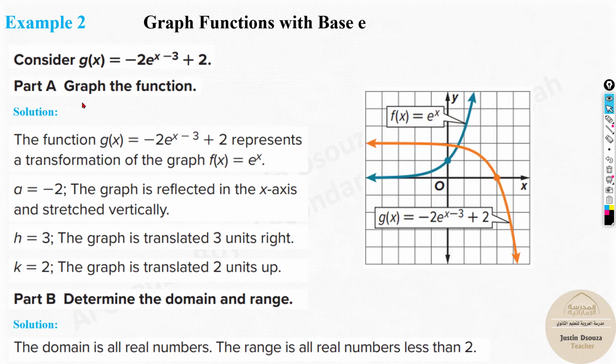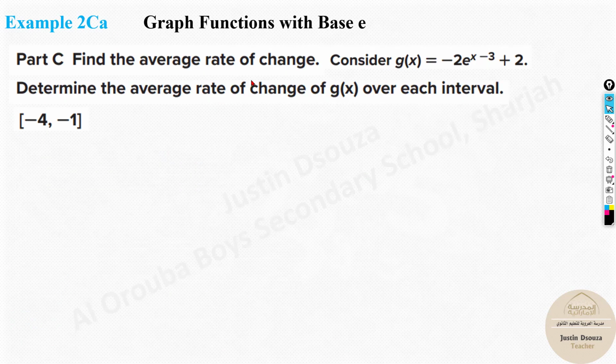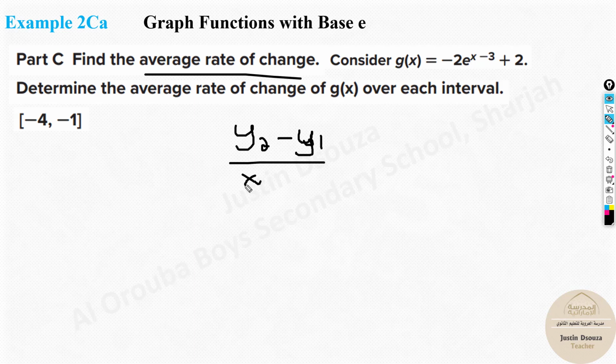And here, this is A, B, and C. You need to find the average rate of change. Now, what is average rate of change? It's slope. What is the formula of slope? We have done this: y2 minus y1 divided by x2 minus x1, average rate of change. Now here, g of x or f of x is given, right? Or this can be written as y.